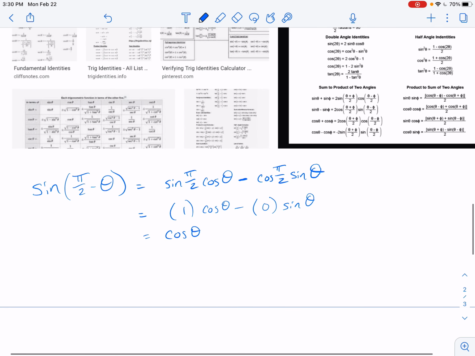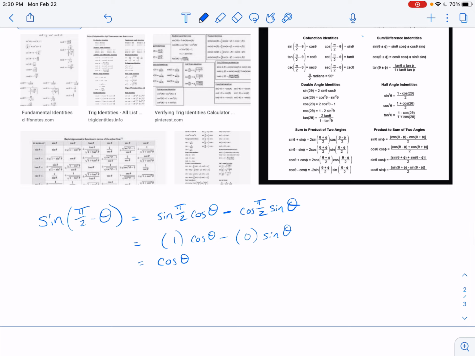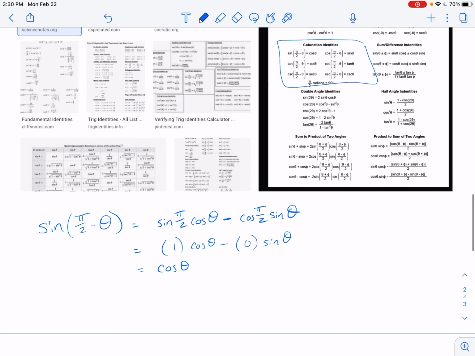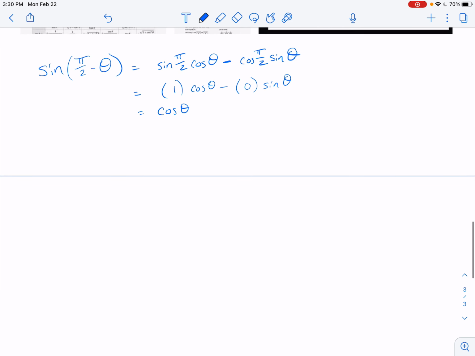So all of these identities here, they're calling them cofunction identities in this box. I don't have those memorized. I don't expect you to have those memorized, but what I would do is I would use the sum and difference properties to get them, again, if I needed them. Or I would Google it. Depends on the world you're living in.